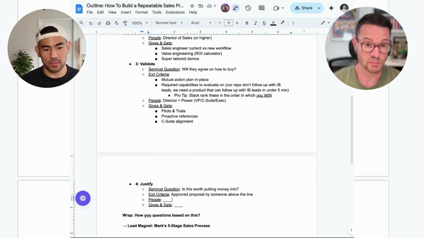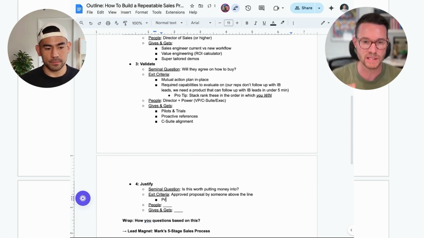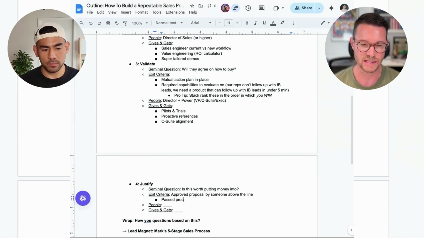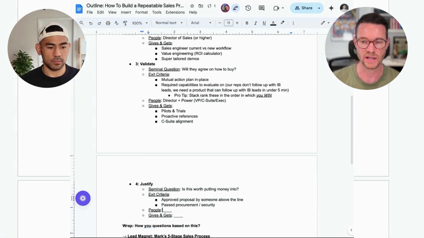Exit criteria here is an approved proposal by an ATL person. You've worked on a proposal with somebody that has power and they're like, yes, I think this is a good and fair proposal before we take it somewhere. And then the next one is they've passed the procurement and security stuff, right? Those administrative things that you have to go through.